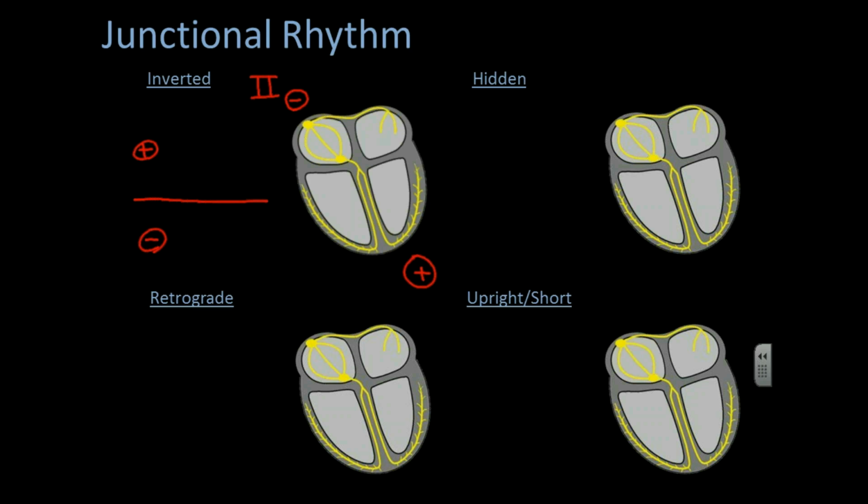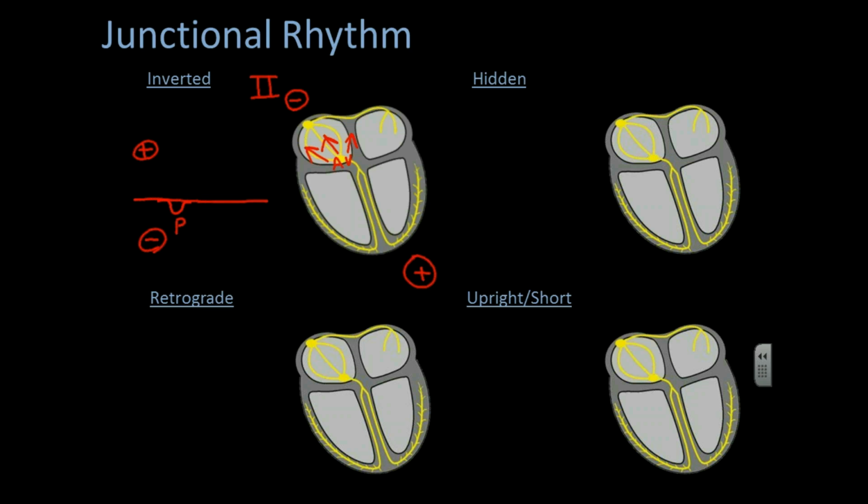Positive, negative. Okay. So in junctional rhythm, our depolarization is coming from the AV node right there, which is basically right in the middle. So it's going to depolarize the atria from the bottom up, like this, which is moving in which direction? It's moving away from the positive electrode. So on the paper, it will show up as a negative deflection.